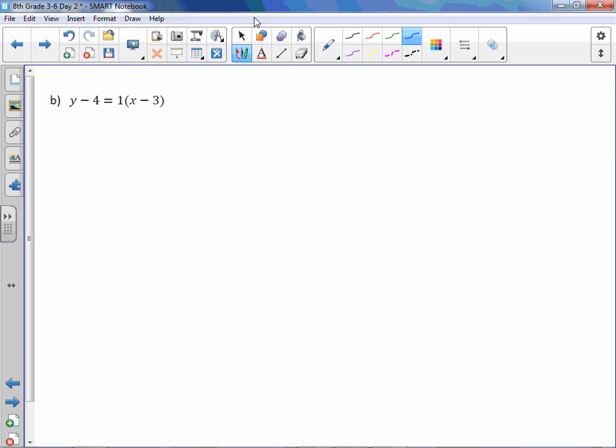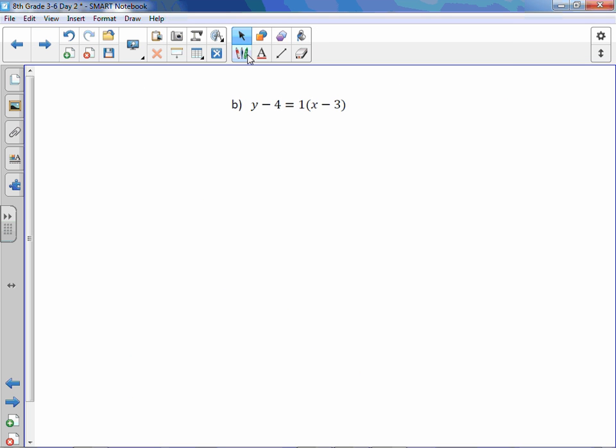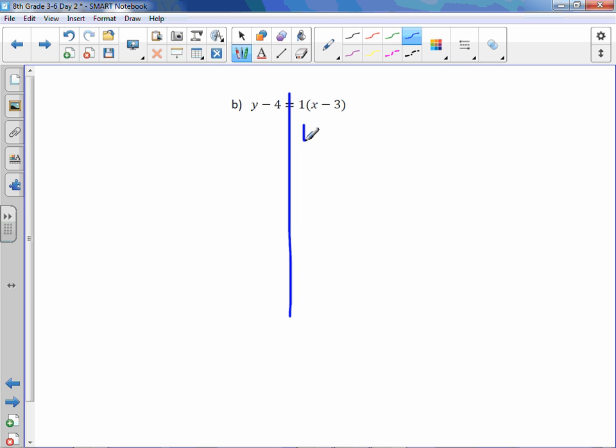Letter B, let's try it again. Distribute that 1. I get 1x minus 3. Bring down y minus 4. Now this time, the x is positive, so I'm going to move everything else. The x really determines what I'm going to do. You can move the x, but you're just going to wind up moving it back later. So I like to save myself some extra steps. So I'm going to leave the x alone, and this time I'm going to add 3 to both sides.